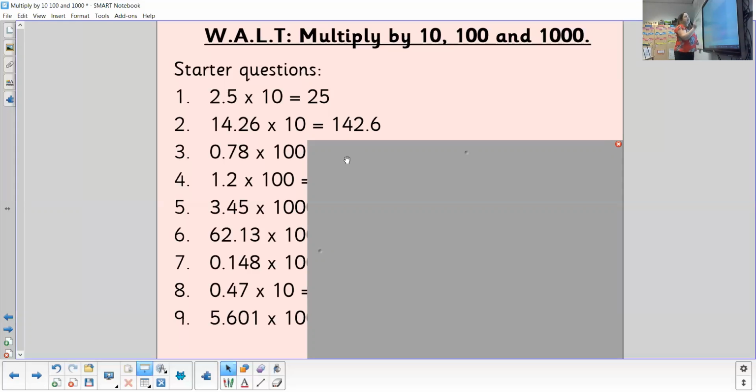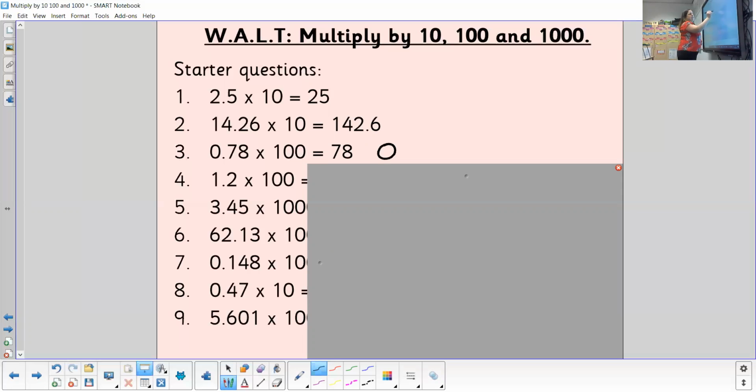Number 3, this time we're timesing by 100. We know with 10 it moved one place. This time it's moving 2 places, so we've got 2 zeros. So you would have got 78. If you have put 078, technically you're not wrong, but we don't write the number 078, we just write 78. So if you've got that, don't worry, but try, and for the others, you don't need the 0 on the front.